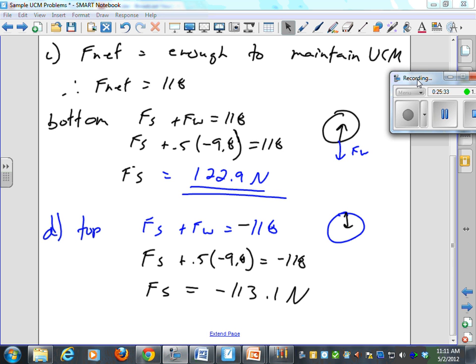At the bottom, I sort of glossed over some directions there. It's because the weight is still a negative, so when it moves over it's just plus.